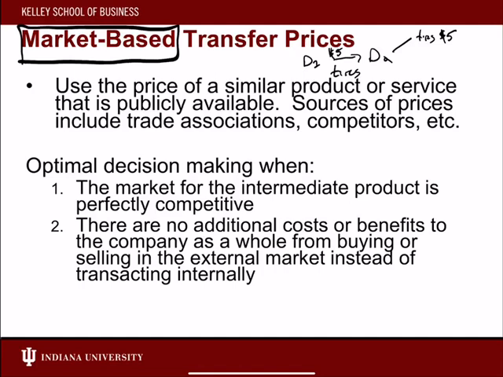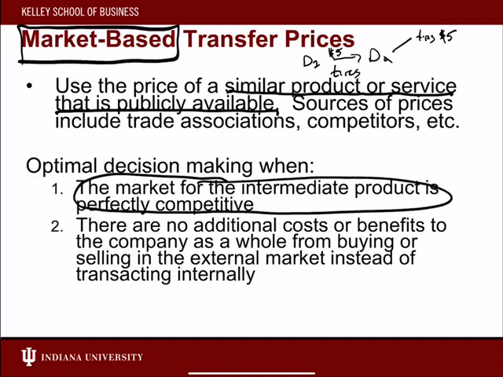Of course, this assumes that similar products or services are publicly available and that the market is perfectly competitive. It has to be something like tires or oil and gas, not something unique to the firm or something that doesn't really have a very solid market rate. And we have to make sure that there are no additional costs or benefits of buying within the company.